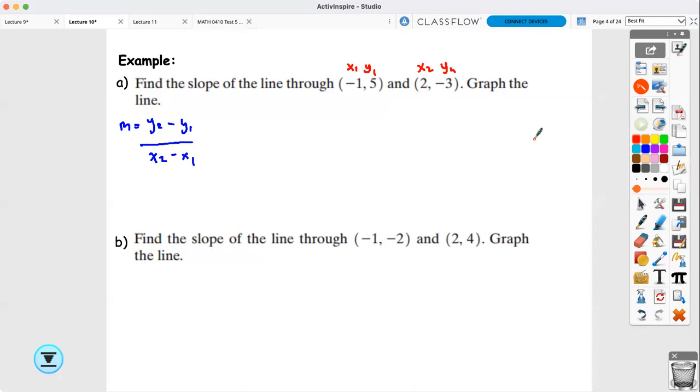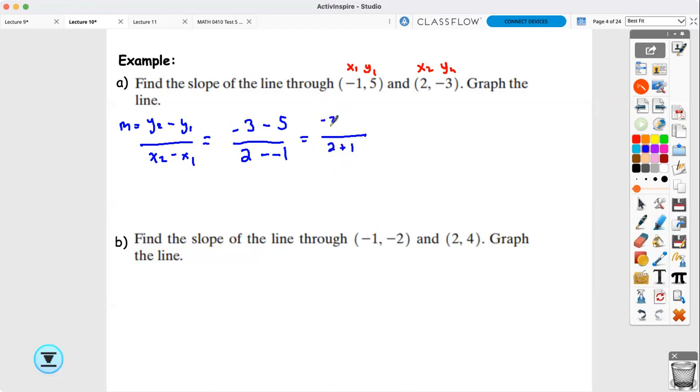Now that we have our numbers labeled in our formula, we're gonna go ahead and plug these in. So instead of y2, you see I have that labeled as -3, and then minus, right? Because the formula says minus y1, which is -5, over x2, which is 2, and then minus x1, which is -1. Now, we know in mathematics, two negatives, minus a negative, is gonna make it into a positive. So we're gonna go ahead and do 2 plus 1 on the bottom.